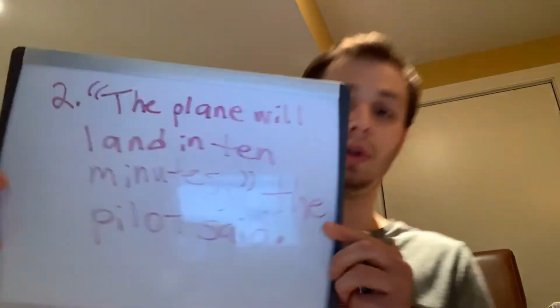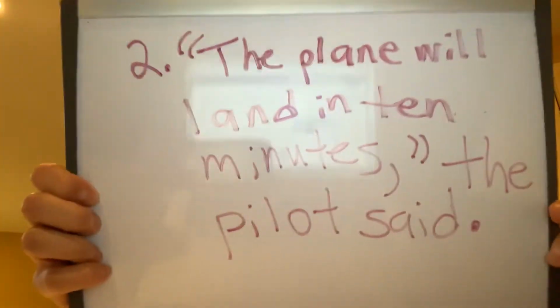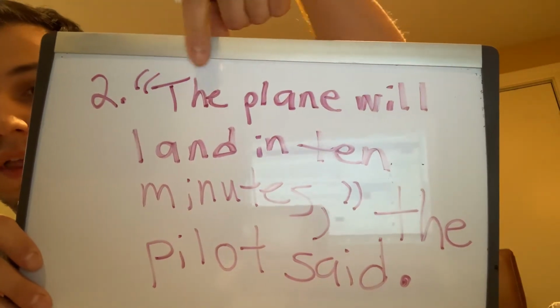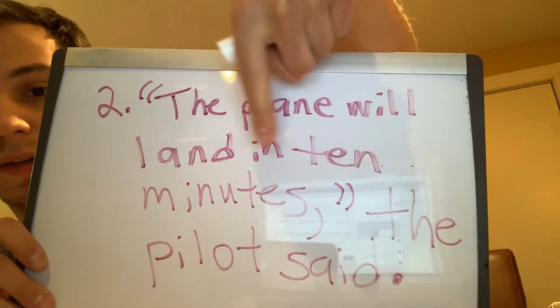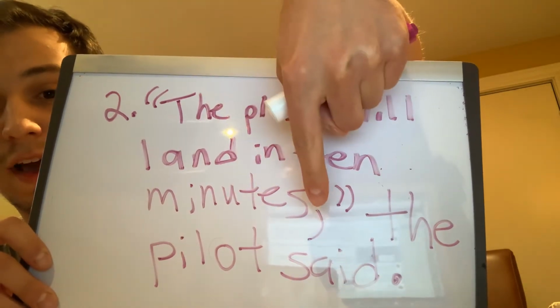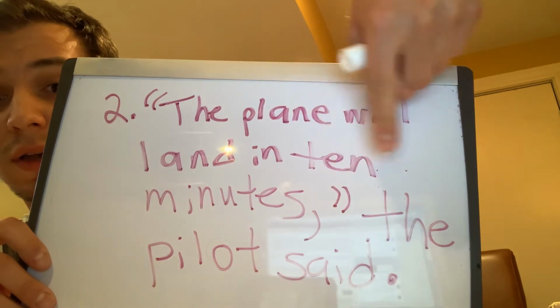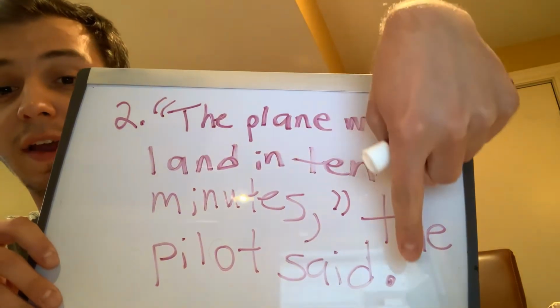So this is what it will look like. Hopefully the glare is not great. So we have our quotation marks. The plane will land in 10 minutes. Then I have my comma. Then I have my second set of quotation marks, the pilot said, and then I need my period.